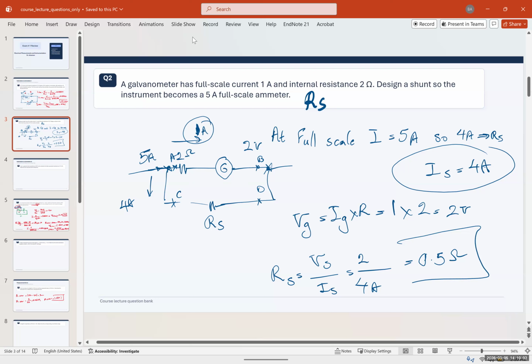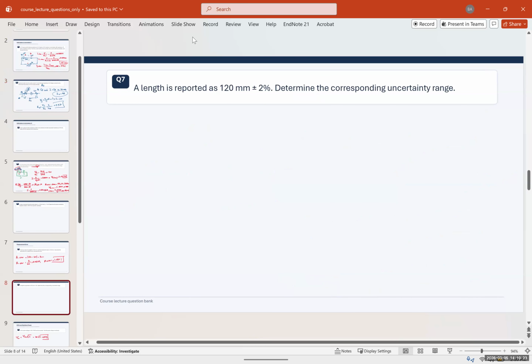Okay, I don't think I have time to go through another example. Or do we? Let me see. Let me go through a very small question. Easy question. Question number 7. I think this is the last one that we can do.